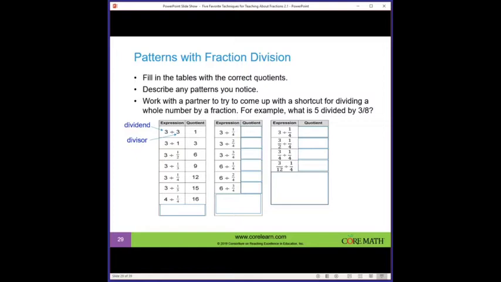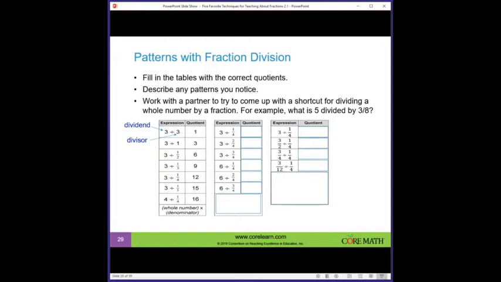Is there a shortcut we can find to doing this without having to count them on a number line each time? And hopefully, with some guidance, we see that, hey, I could multiply the dividend, that whole number, by the denominator of the divisor. So if I multiply the whole number times that denominator, I get the answer. So they can write a rule for that. Whole number times the denominator gave me the answer. So that's just a very beginning rule to start with. Just the first step.